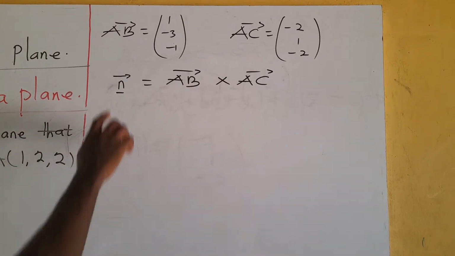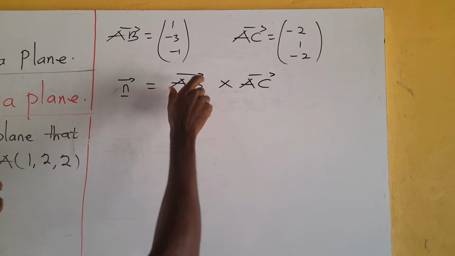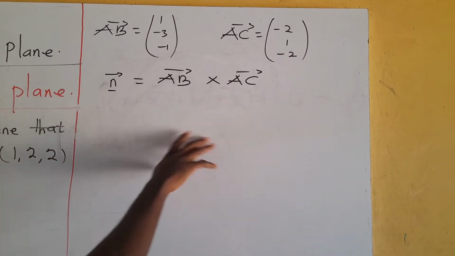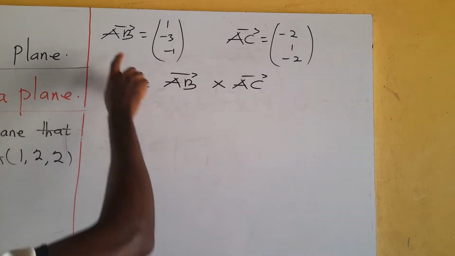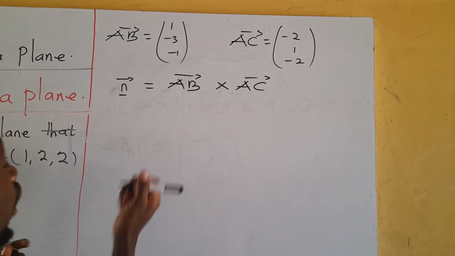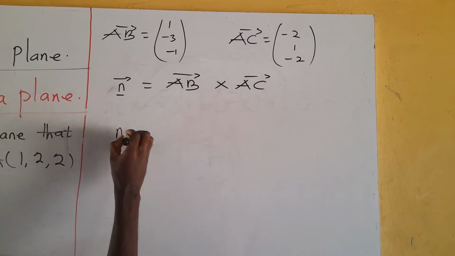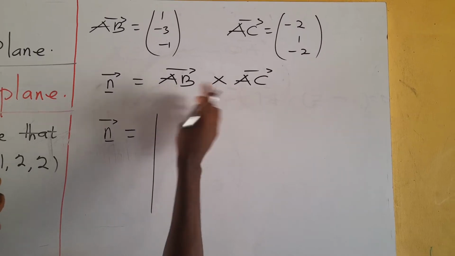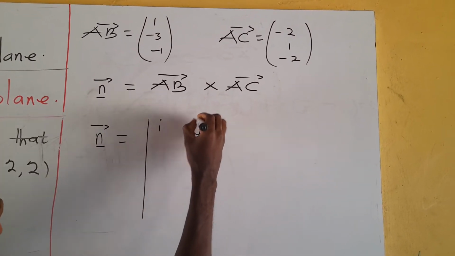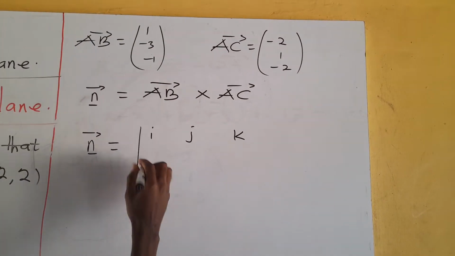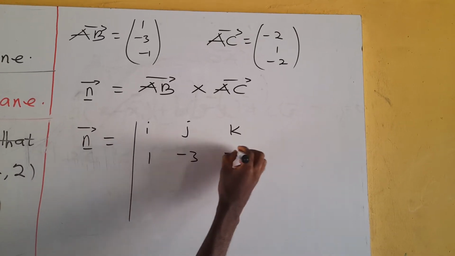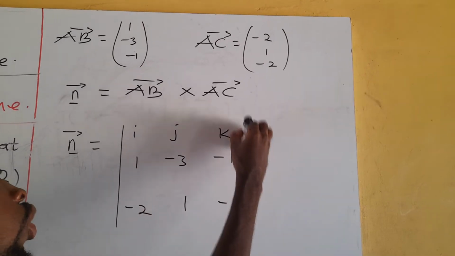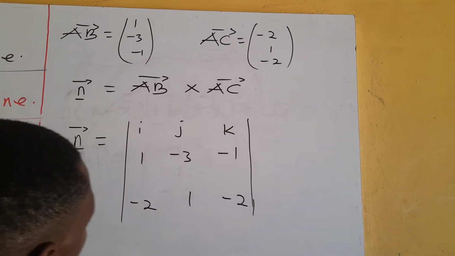So we say that the normal vector is the directional vector AB cross the directional vector AC. That's the directional vector of the 3 points. And we find AB to be this, AC to be that. So we can find a normal vector. Our normal vector will be equal to the determinant of that. So we say i, j, k, we have 1, negative 3, negative 1, then negative 2, 1, negative 2. So we find the determinant of this 3 by 3 matrix.